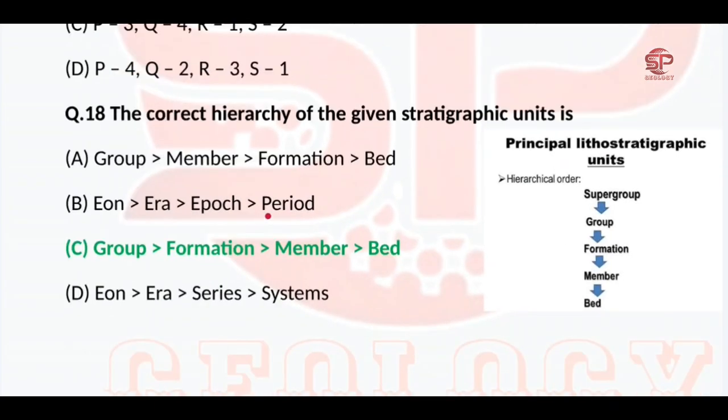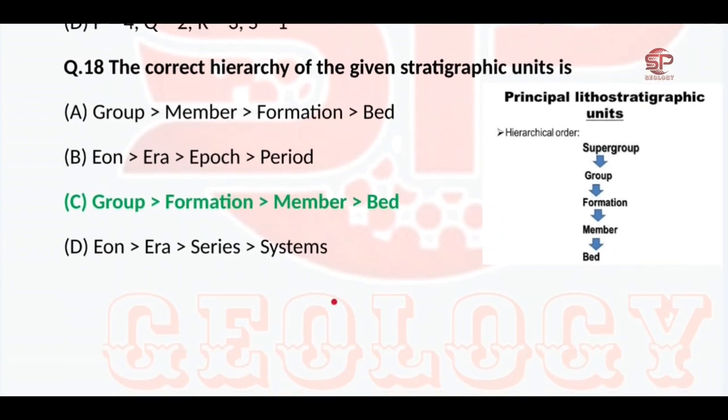So this is the correct rank or hierarchy of the given stratigraphic units. It is a lithostratigraphic unit. The largest unit will be group, then formation, then member, then bed. So bed, member, formation, group, then supergroup will come. The formation is the fundamental unit, bed is the smallest unit.